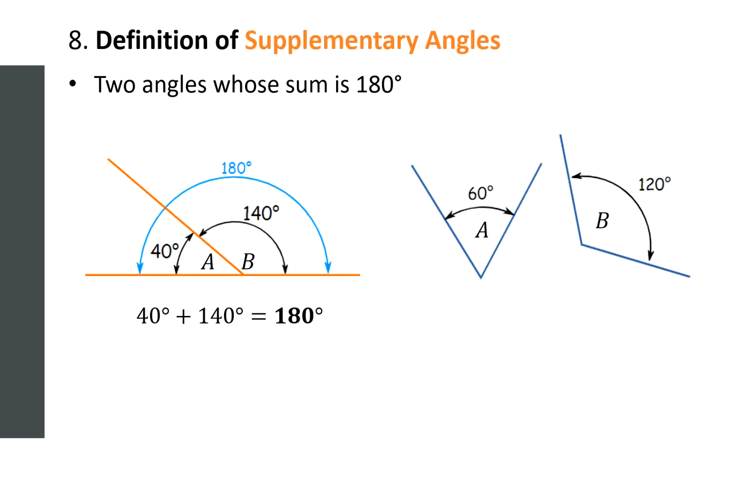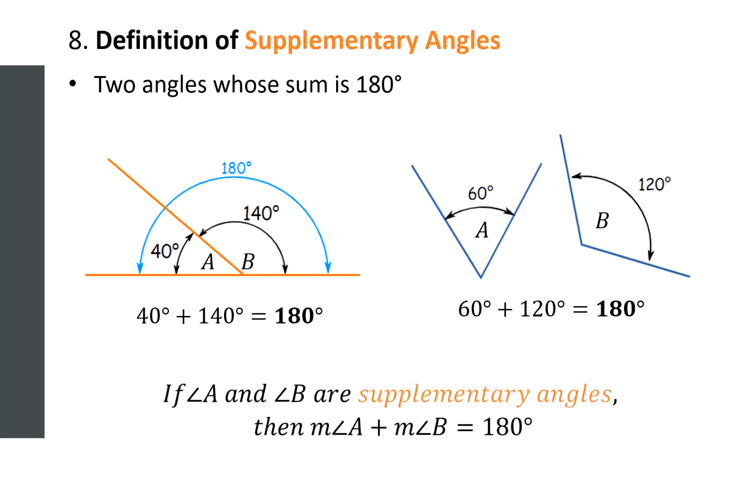So, supplementary angle sila. Next, doon sa sumunod na figure natin, 60 and 120. So, ang sum niya is 180 degrees. So, supplementary. So, ito naman ay magka-separate yung angle nila. Now, yung if-then statement niya, if angle A and angle B are supplementary angles, then the measure of angle A plus the measure of angle B is equal to 180 degrees.